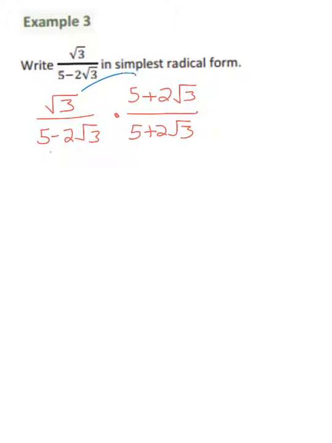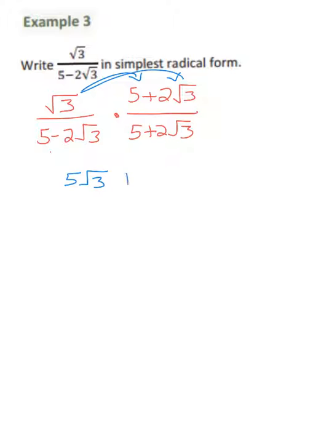I've got to take the square root of 3 times 5. So that's going to give me 5 square roots of 3. I take the square root of 3 times this. Well, I'm going to get a 2 radical 3 times square root of 3. The radical 3s are pairs of buddies, aren't they? Also known as square root of 9. So you can pull that out as a 3.